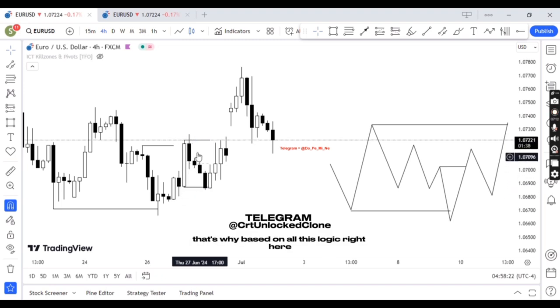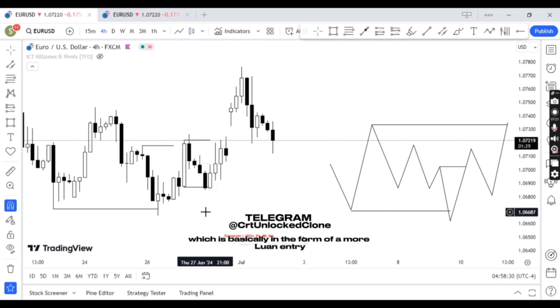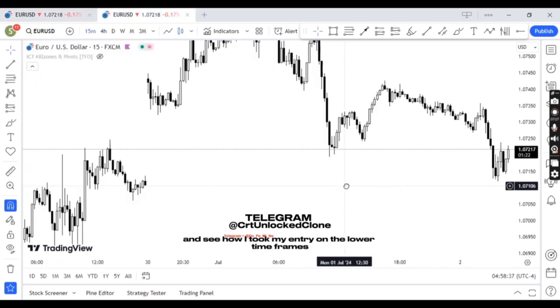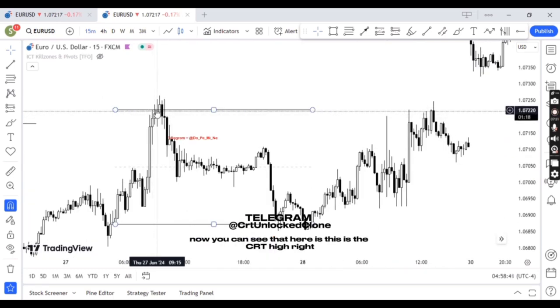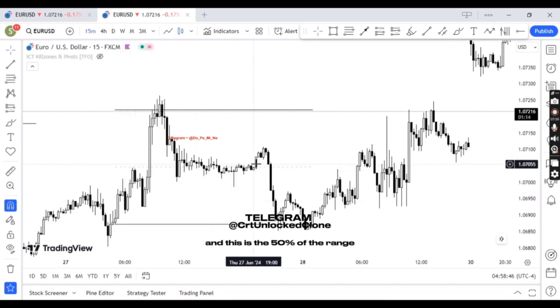That's why, based on all this logic, after price took out this CRT high at a key time, I went down to the lower time frame and started looking and waiting for my entry setup, which is basically in the form of a model 1 entry. Now let's go to the 15-minute time frame and see how I took my entry on the lower time frames. Now you can see right here this is the CRT high, right? This is the CRT low, and this is the 50% of the range.